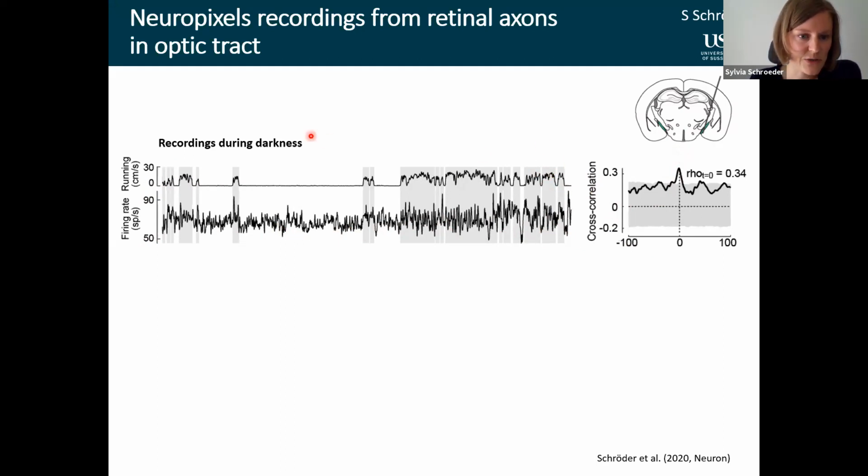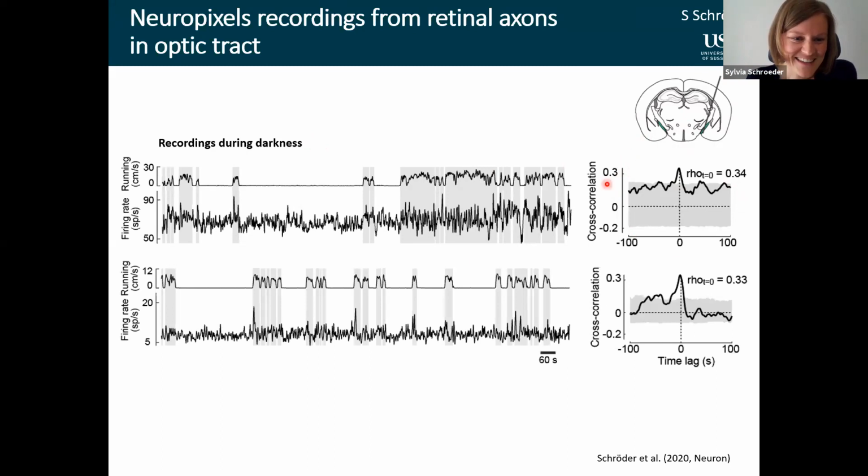The reason why we chose darkness is that we wanted to exclude the possibility that there's any visual input that would change when the mouse is running around, maybe looking around. So visual input cannot explain this result. So it was very surprising to us. And yeah, it's a very intriguing result. Only possible with Neuropixels.